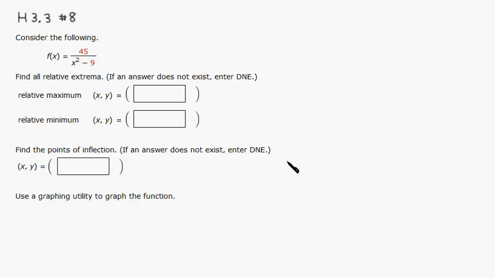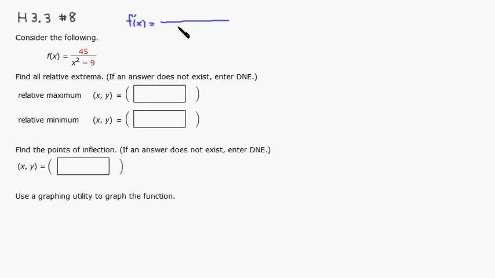Okay, let's go over homework 3.3, number 8. Alright, so we are looking for local extrema, so we need to find the critical numbers. Let's try that. So first derivative, so f prime of x is going to be equal to, alright, so we can probably use a quotient rule.